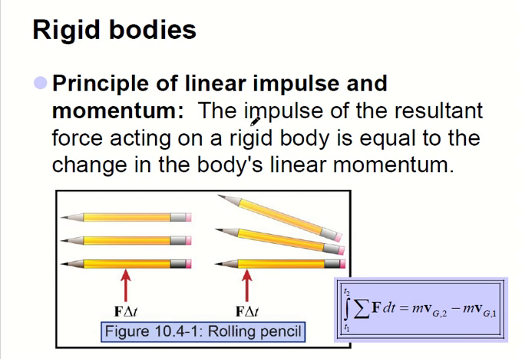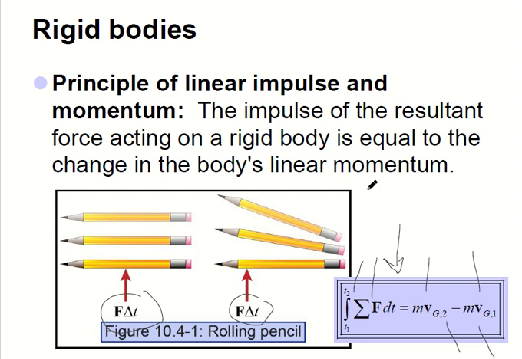The principle of linear impulse and momentum is what we're going to use in this case. The impulse of the resultant force acting on a rigid body is equal to the change in the body's linear momentum. This is just a rolling pencil, and that's a rolling and rotating pencil because of the different effect of force. Of course we'll get into our equation, the same equation, showing your force time interval expanded by using final momentum and your initial momentum.